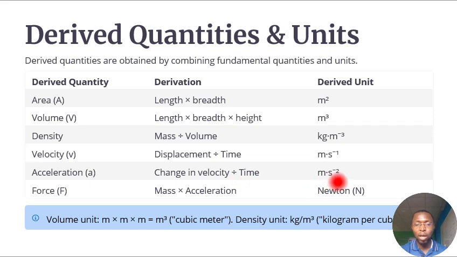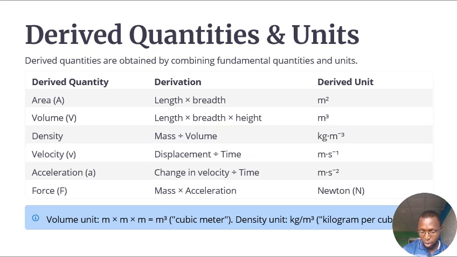So the unit is meter per second square. How do we arrive at this? Let's have an explanation to this. How do we come about this unit of acceleration, meter per second square? Very simple. By formula again, we know that acceleration is change in velocity over time.